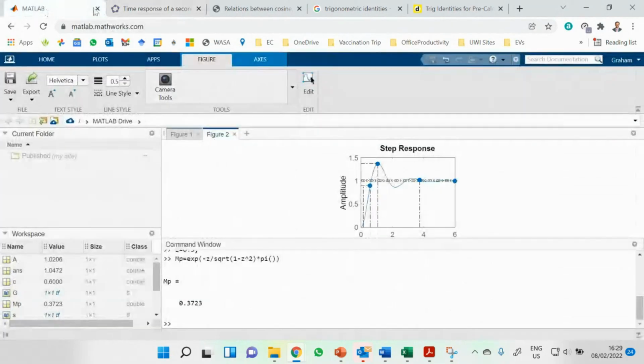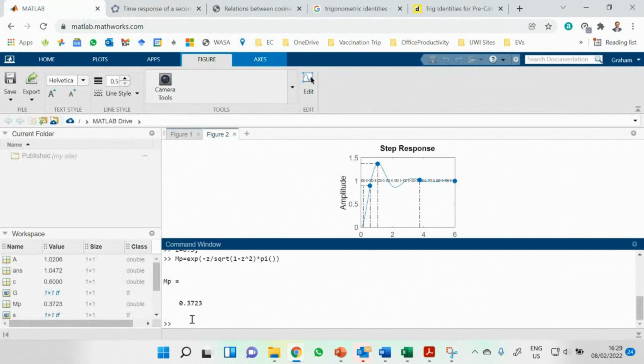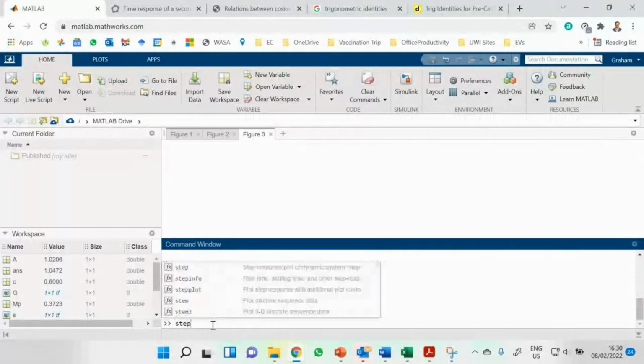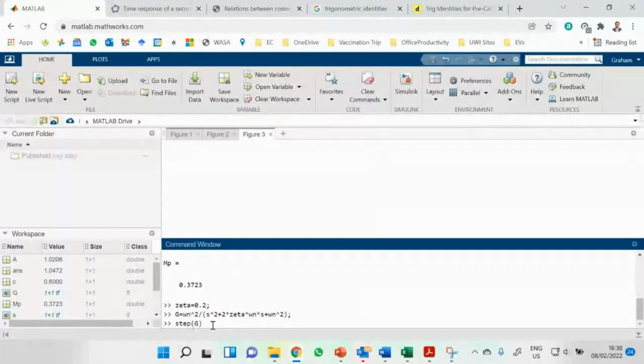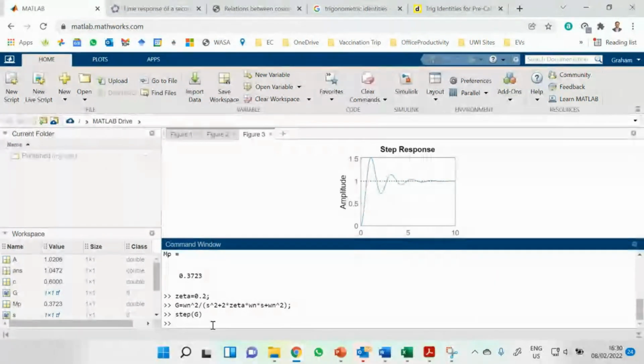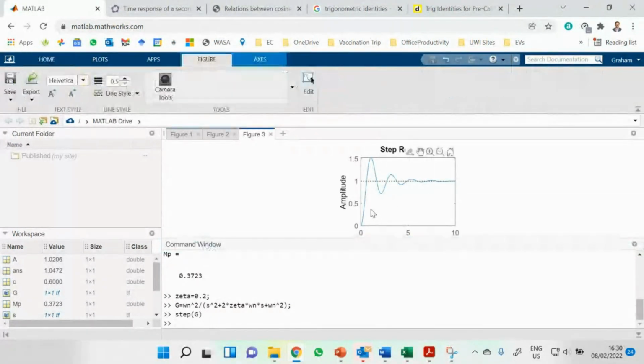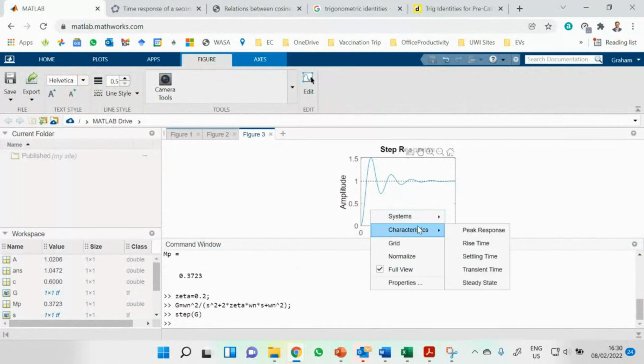All right, so let's just go back to MATLAB here and say we're going to change our zeta equals 0.2, and then I'm going to say step. I'm going to apply a step input to my transfer function g, and then I'm going to go on my little chart.